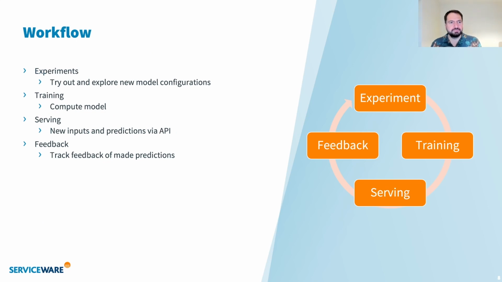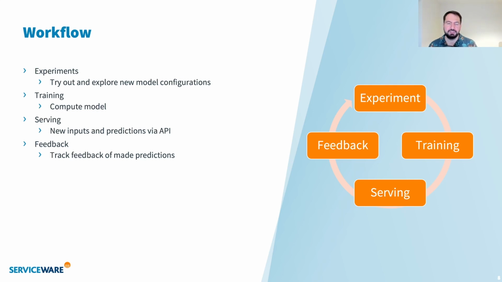So, how does the general workflow look like? It usually starts with some kind of experiment phase where you try out existing models, maybe where you do some proof of concept training of your models. You try out several configurations and just try to figure out what works for you. If you found something that looks promising, you start with the actual training. The training is the part where you then actually compute the model.